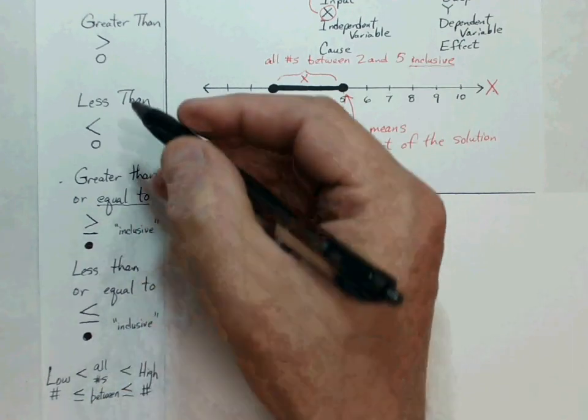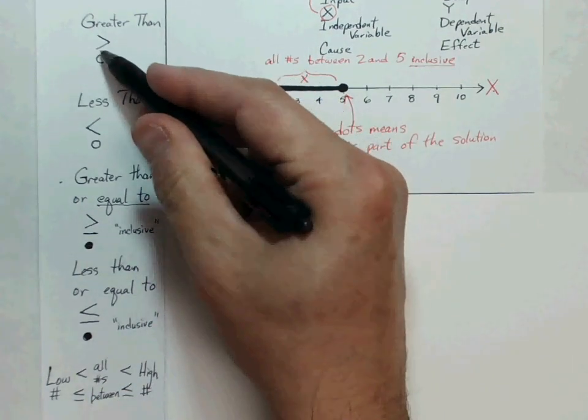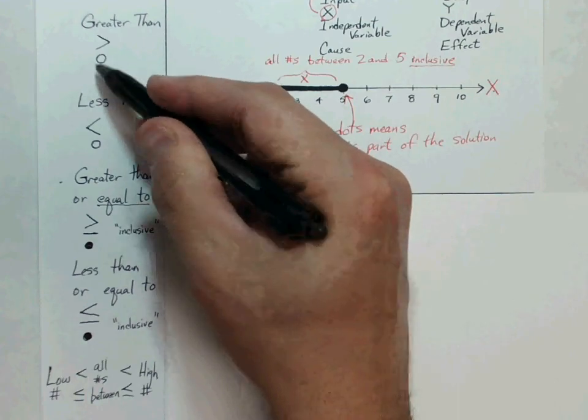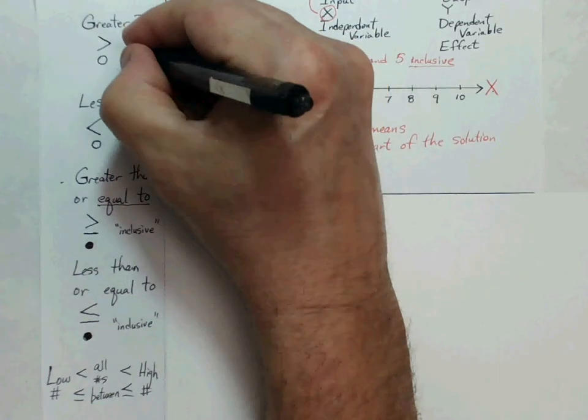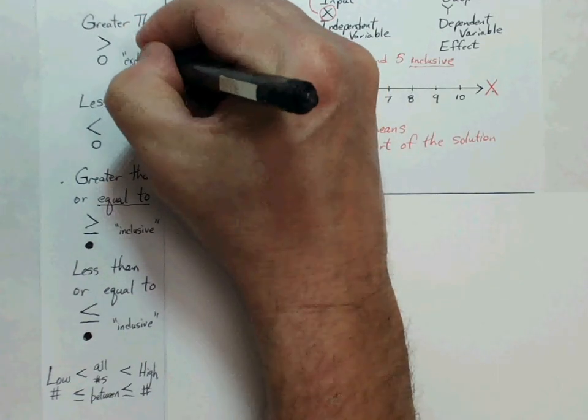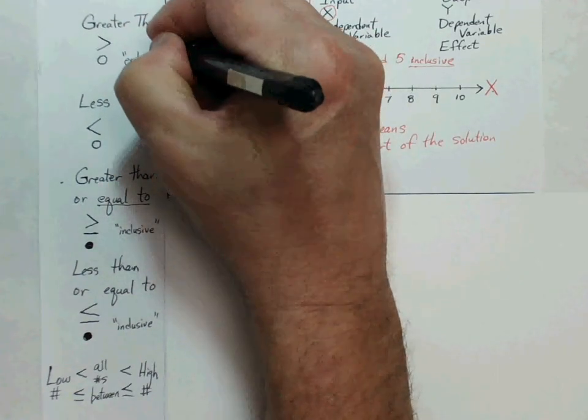include that point. So what word do you think would go with these symbols that have an open dot that do not include it? Well, the opposite of inclusive is exclusive. So we're going to use that word later on when we see open dots.